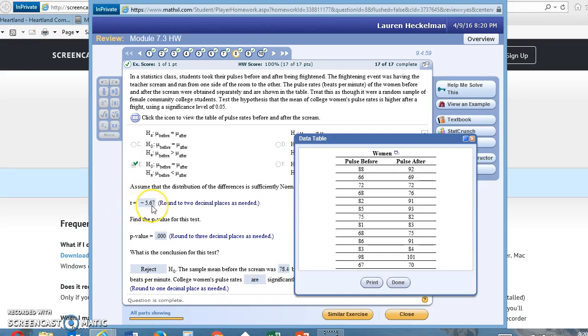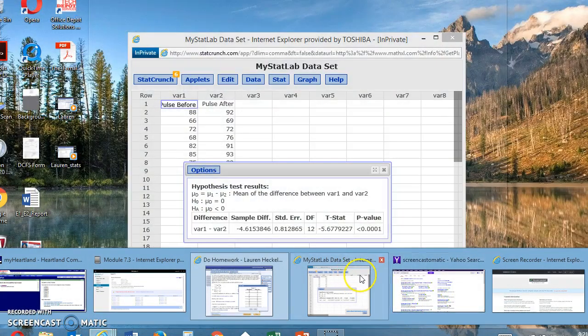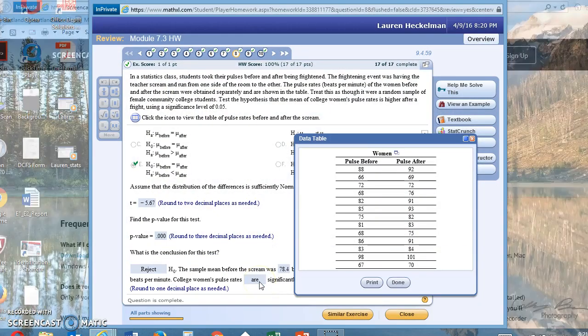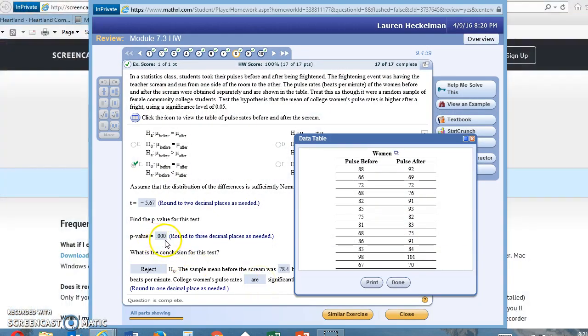We hit compute, and we find that our t-stat is negative 5.67, or approximately thereabouts, and then our p-value is 0.0001, and since 0.000 is already 3 decimal points, then we've got that covered.